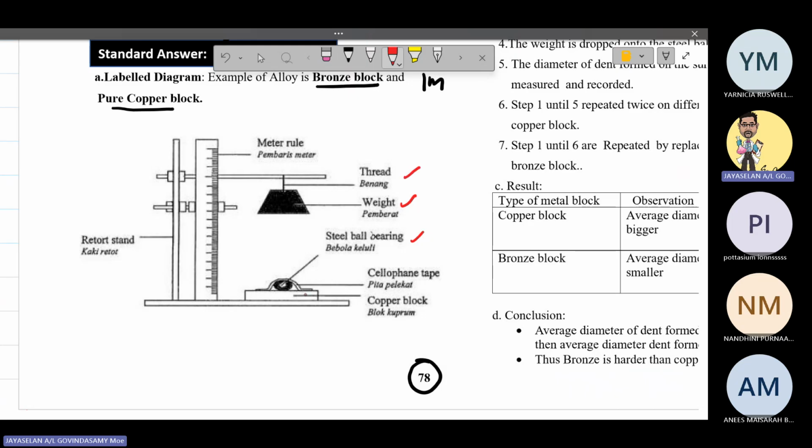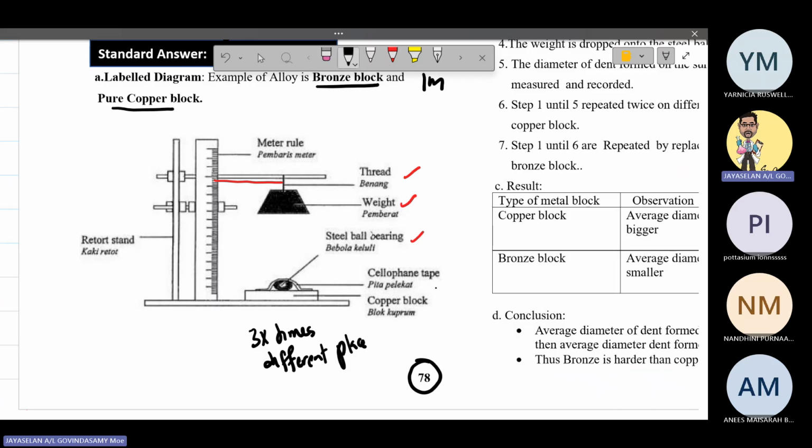So you put the copper block, cellophane tape. This is the steel ball bearing. The meter ruler. So we measure the height, then we release the weight to drop onto the block. Then the diameter of the dent is measured. You must do it 3 times. Remember the procedure: 3 times at different places. It means once you do here, once here, once here, at other places. It cannot be the same place. That is the rule.